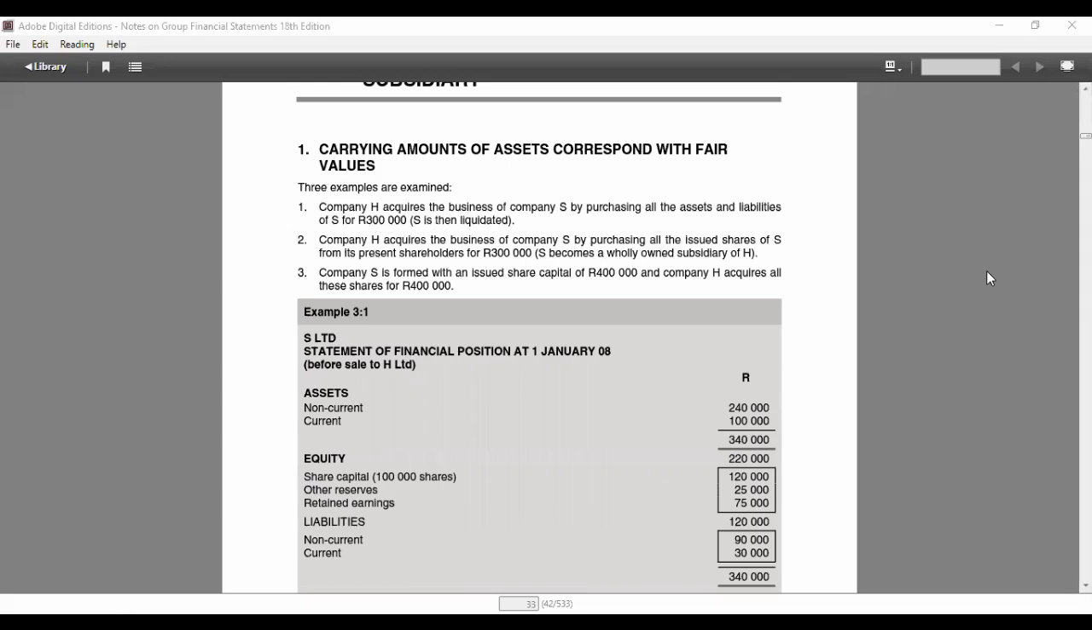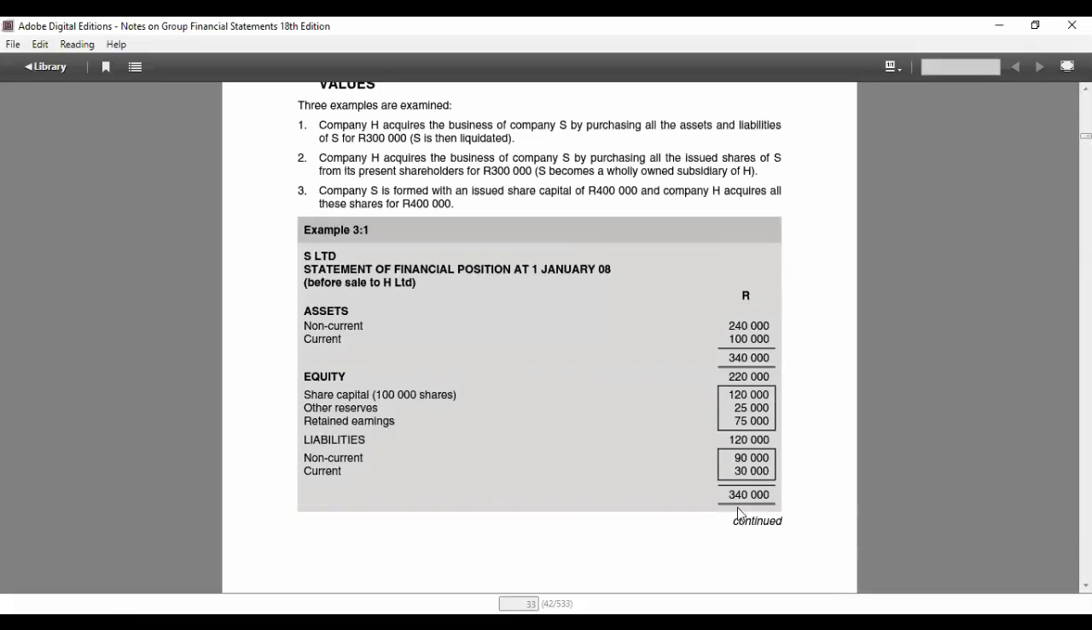Example 3.1 was where H acquired all the physical assets of S, as well as took over all the liabilities of S. So S became an empty company once there had been that acquisition, and then S became liquidated. Here is the statement of financial position of S. We have some assets, broken into non-current and current assets. They could have some PPE, debtors, cash on hand and inventory, all sitting under the assets section.